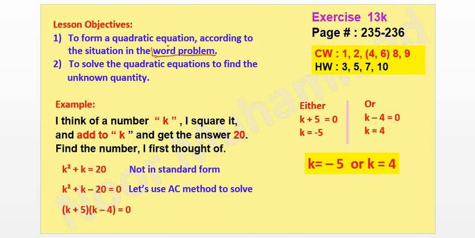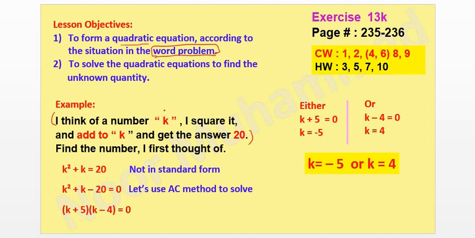So we are going to deal with word problems, and first of all we will try to understand the situation, and according to that situation we will make a quadratic equation, and then we will solve the quadratic equation to find the unknown quantity. Here is an example. I think of a number k, I square it and add it to k and get the answer 20. All of these are the information I have to use to make a quadratic equation.